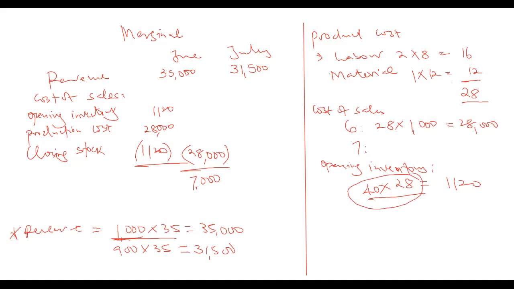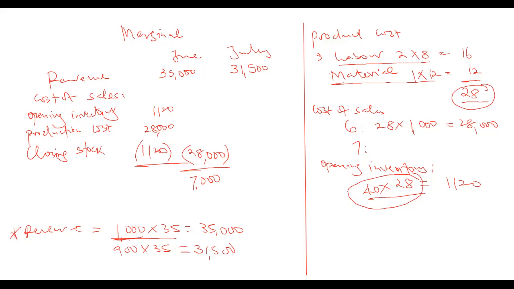Before the month began, you already have 40 units, as per the question. Then what's the value of those inventory? It's 40 times 28, because the cost of one unit we have obtained here is 28, which is the labor cost plus material to give us 28.